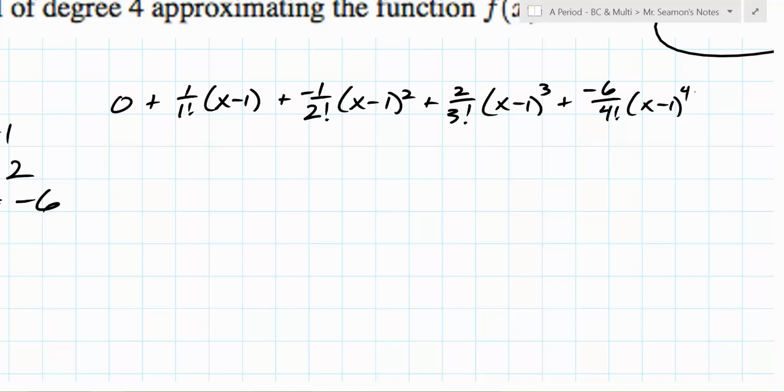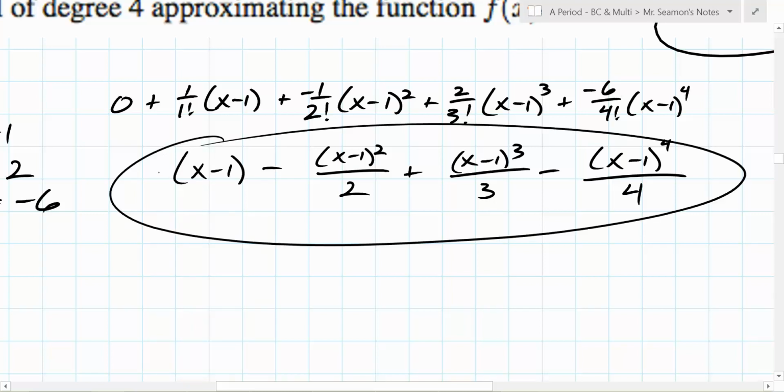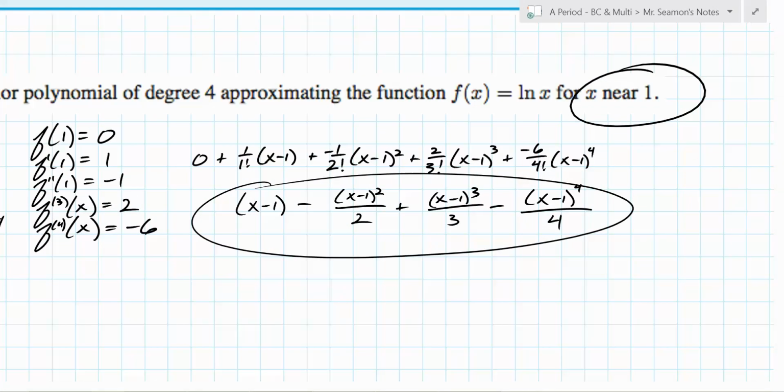Do any of these terms go away because there's zeros in front of them? No. I mean, the first one, true, yeah. But all the terms are there. So if you clean this up, you end up with x minus 1 minus what? X minus 1 squared over 2. Well, I'm going to clean it up. I'm going to get rid of the 2 factorial. X minus 1 cubed over 3 minus x minus 1 to the 4th over 4, right? Cool. So we've now written the Taylor polynomial of degree 4 approximating the function f of x equal ln x for x near 1.